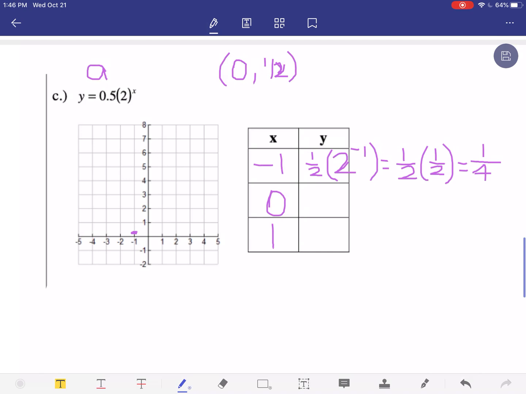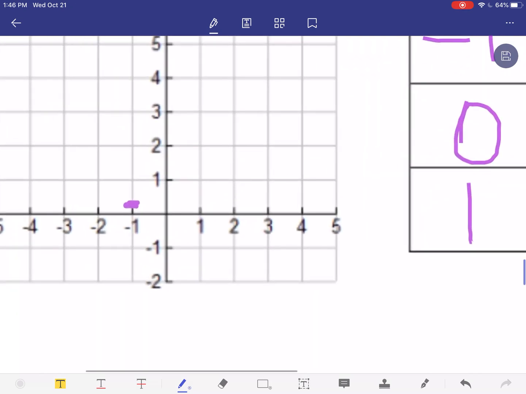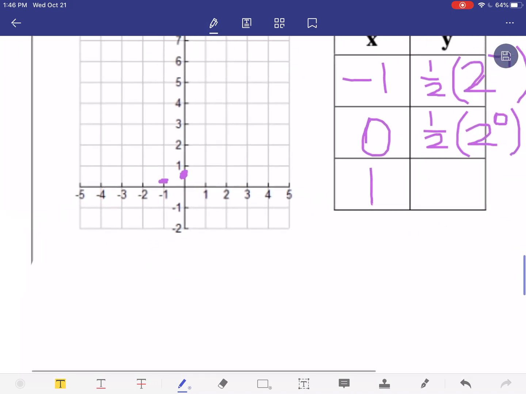Okay, let's plug 0 in. So 1/2 times 2 to the 0 power. Anything to the 0 power, remember, is what? It's 1. So 1/2 times 1 is 1/2. And that's why our y-intercept comes out working out to be that 0 and then the a number at the beginning. So 0, 1/2, again, a very, very small number here, not much further up the line than your first point was. So we'll kind of squeeze it in there.